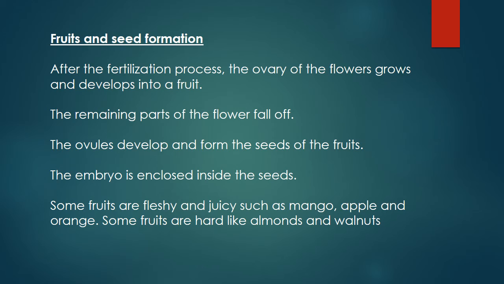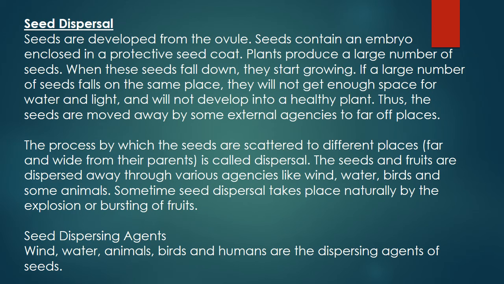So the cycle continues. Next is fruit and seed formation. So we have studied fruit and seed formation, and next is seed dispersal. The transportation of seeds from the parent plant to different places is called seed dispersal. The agents of seed dispersal we have also studied, like wind, water, birds, animals, etc. Seed dispersal allows the growth of the same kind of plants in different regions.